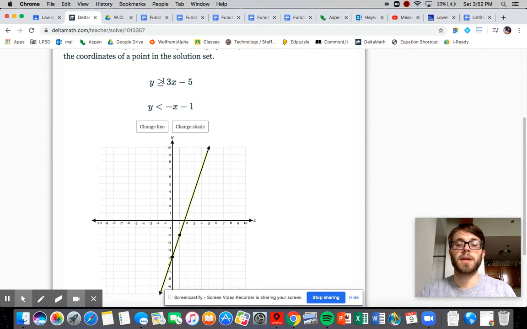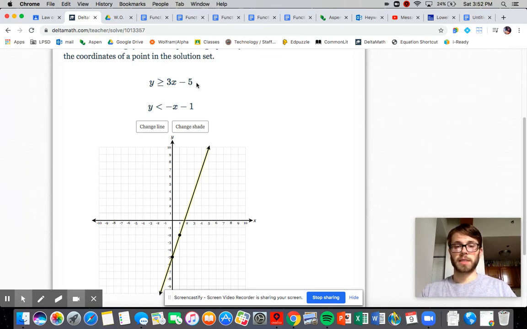This is a greater than or equal to symbol, so ultimately we do not need to worry about making it dashed or dotted. We can leave it as a solid line because the line itself is included in our solution set for this particular inequality. Now the part that is a little bit tricky is figuring out where we need to shade.